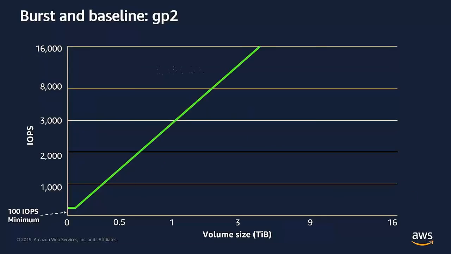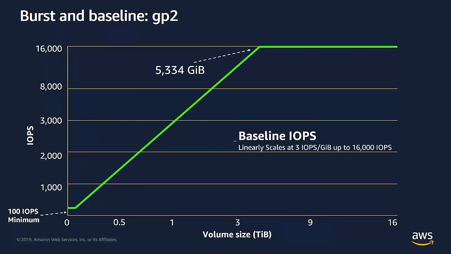This graph shows how baseline performance increases with the size of the GP2 volume. The minimum volume size to achieve maximum IOPS is 5,334 gigabytes. We got to that number by dividing the maximum IOPS, which today is 16,000, by the 3 IOPS per gigabyte ratio that GP2 volumes provide.